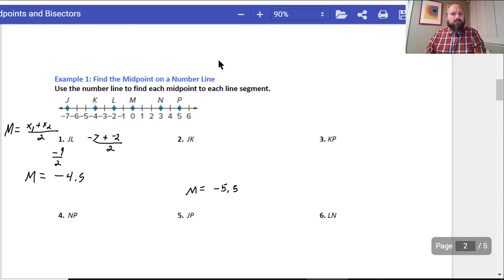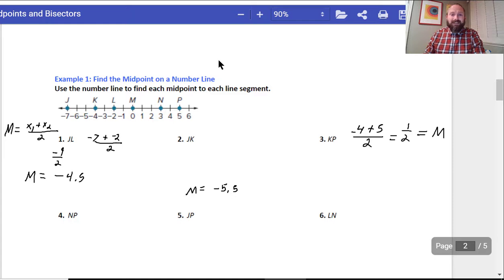All right, let's do KP together. K is at -4, P is at 5. I'm going to divide by 2. So -4 plus 5 is 1, divided by 2 equals 1/2. So the midpoint would be at 0.5. All right, let's continue on. You do NP. Now, this one should be easier. It's starting at 3 and 5. What's in between 3 and 5? All right, let's do one more, and then I'm going to have you finish the rest of these.